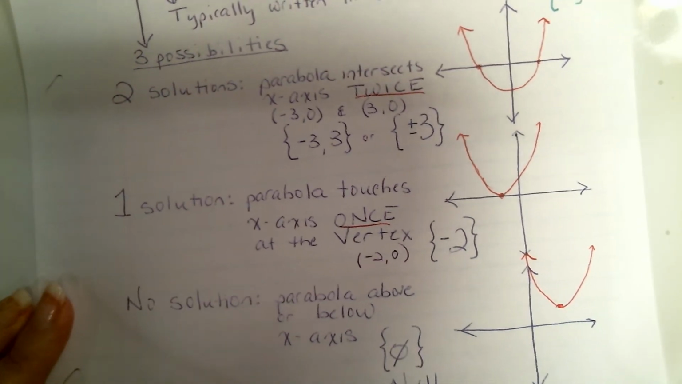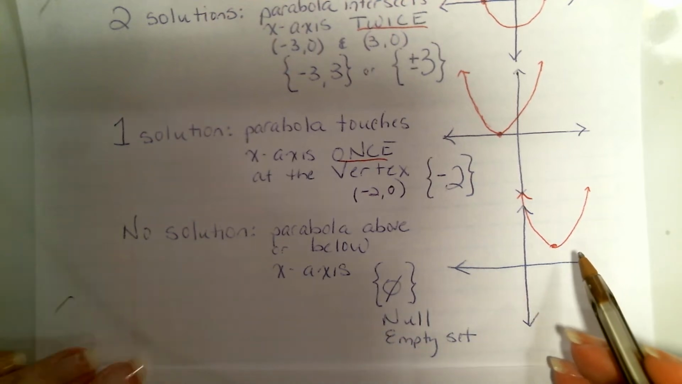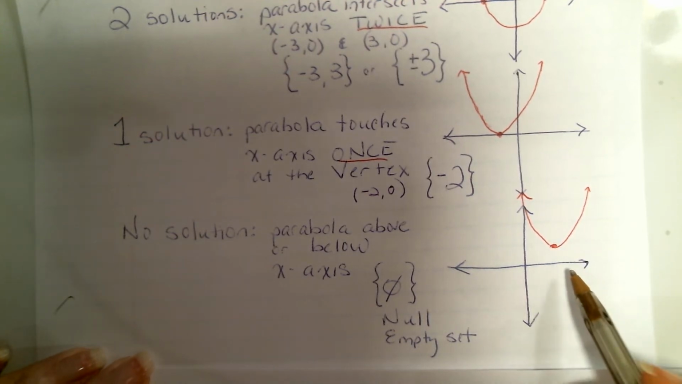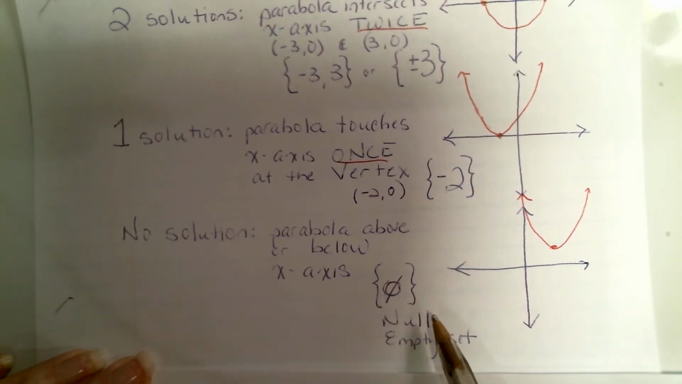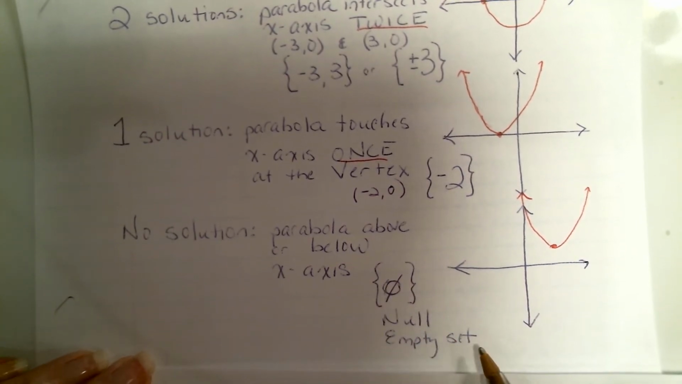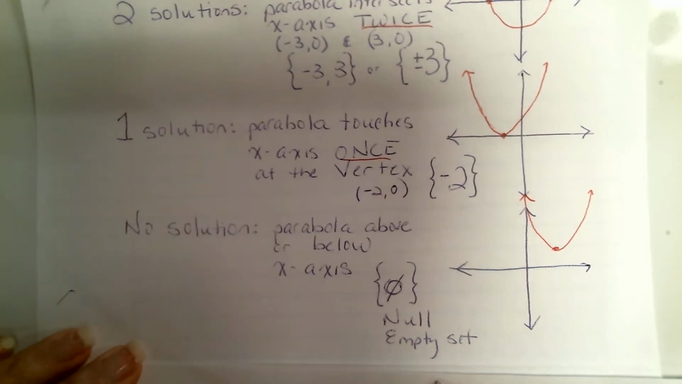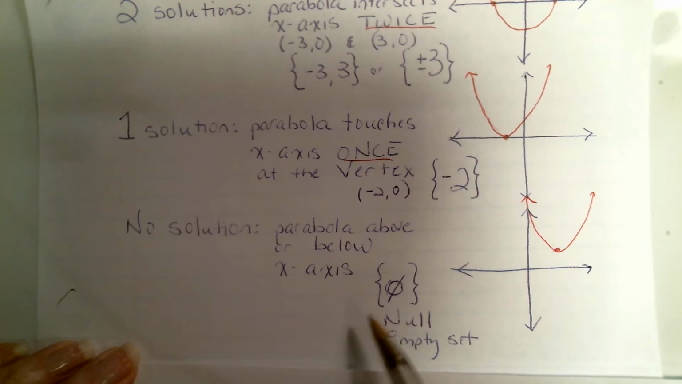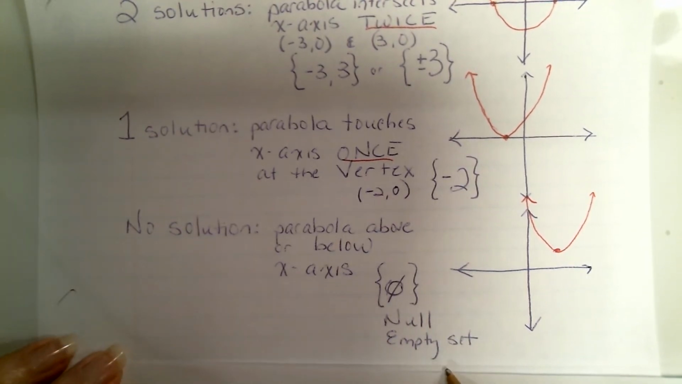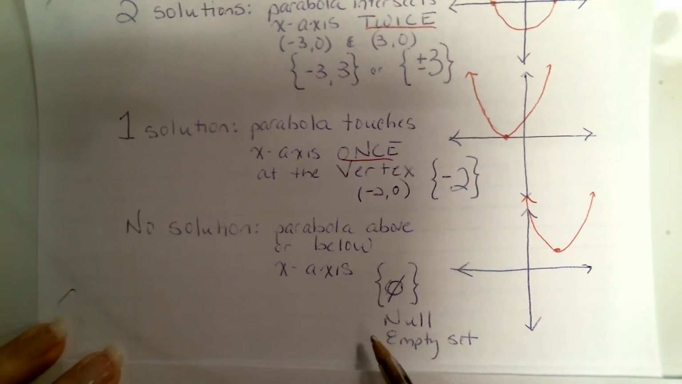And of course, we could have no solution where the parabola is either above or below the x-axis. It never touches it. So you could put this inside your braces, or you could say it's the null or the empty set, or you could just say there's no solutions. And this might be a case where, let's say you were backsolving, you might say, well, it's not factorable. So we might find that there's no solution.